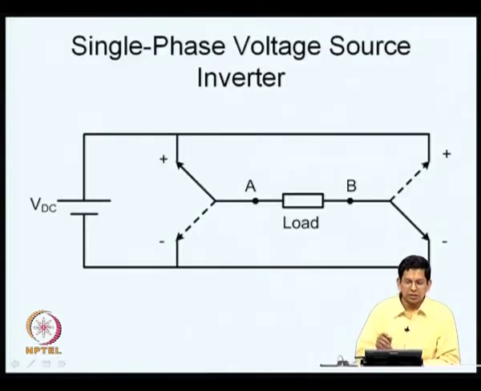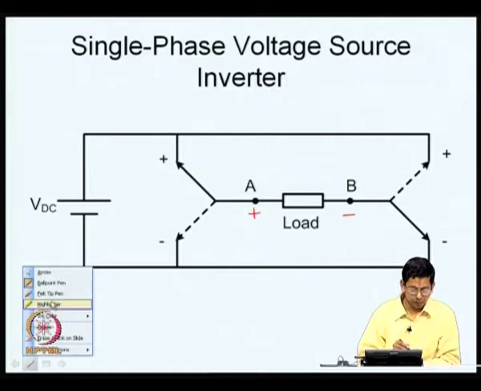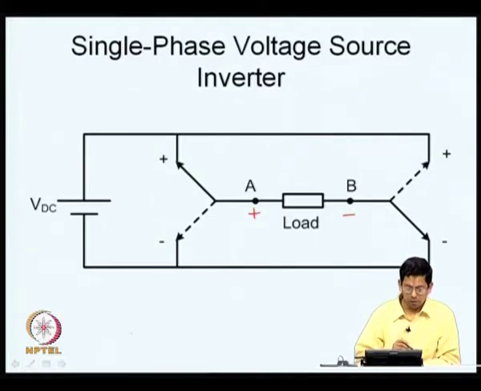So, this is a single phase voltage source inverter. It is quite obvious if you see that you have a voltage source here, this is a DC voltage source. This can convert DC into AC because you can very clearly see that if the switches are connected as shown here, A can be positive with respect to B. If the switches are connected the other way as shown by these dashed lines, then you can have B positive with respect to A.